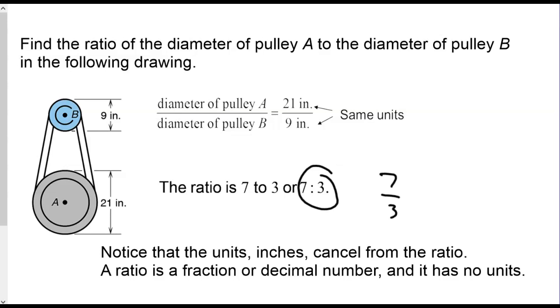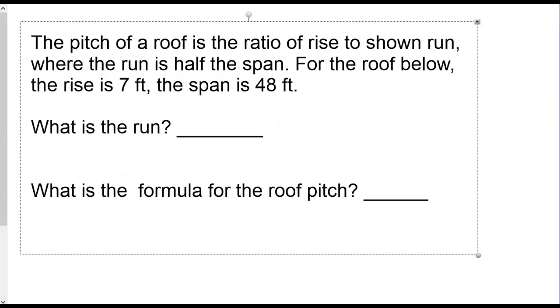One of the things that's really important here is that notice the units, this time inches, aren't in the final answer. Remember, a ratio is a fraction, and it can be a decimal number or an integer comparison, but it has no units. So when you're doing your homework, make sure you don't have any units on there after you get done with the ratio.